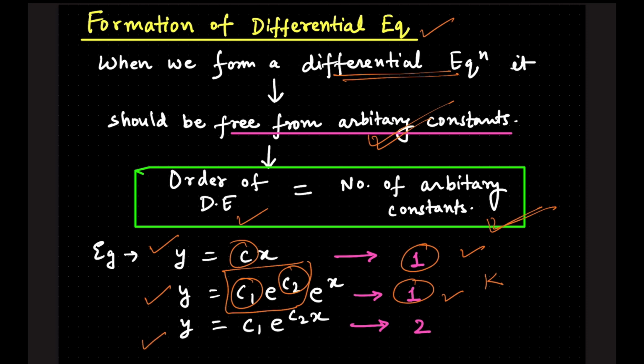here we get two constants. One is c1, another is c2x. So this is a different term, and this is a different one. So here we get two arbitrary constants. So we will differentiate it two times to get the differential equation. So just keep in mind that the order of a differential equation is equal to the number of arbitrary constants. And if suppose there are three constants in an equation, then the order of that differential equation that you will form will also be 3, and you have to differentiate that equation 3 times, and you have to solve and get rid of the arbitrary constants in order to get the differential equation.